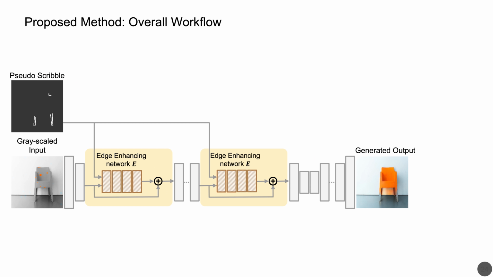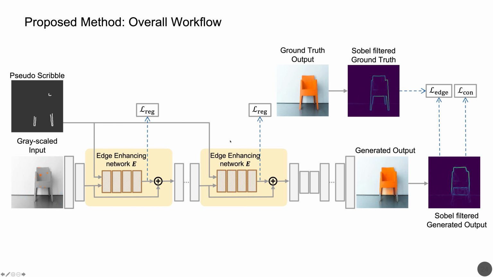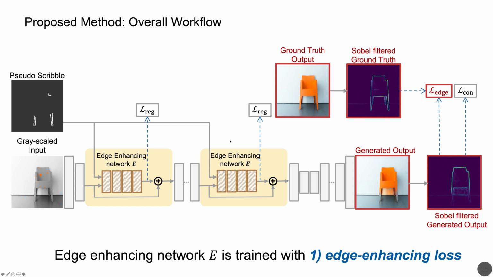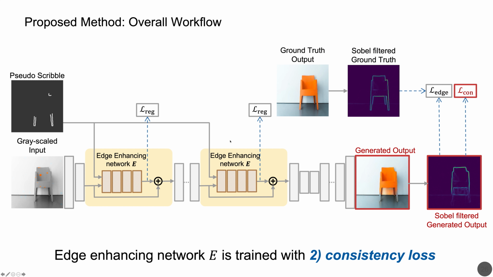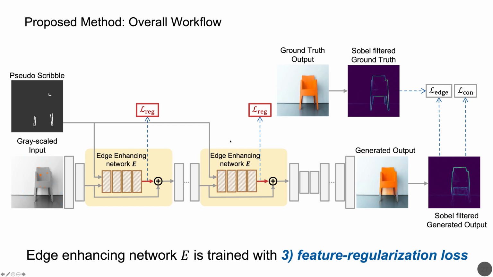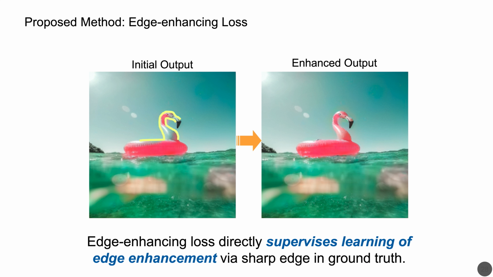Now, to train our edge enhancing networks, we propose three main objective functions: edge enhancing loss, consistency loss, and feature regularization loss. The edge enhancing loss directly supervises the learning of edge enhancement via a sharp edge in the ground truth image, enforcing the edge enhancing network to find the activation maps that enhance the edges in the generated output.